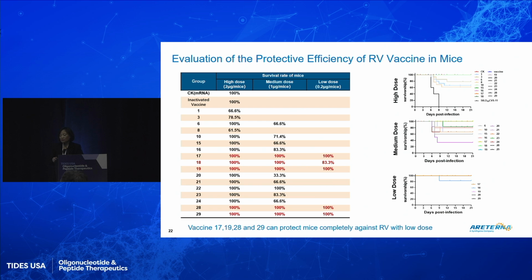If you just look at the high dose, there are some vaccines that didn't work that well. The survival rate is not as high. However, if you look at just the low dosage level, amazingly, we have 4 mRNAs that can give you 100% protection at the 0.2 microgram dosage level.